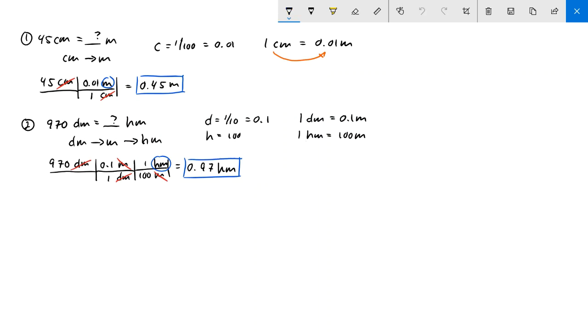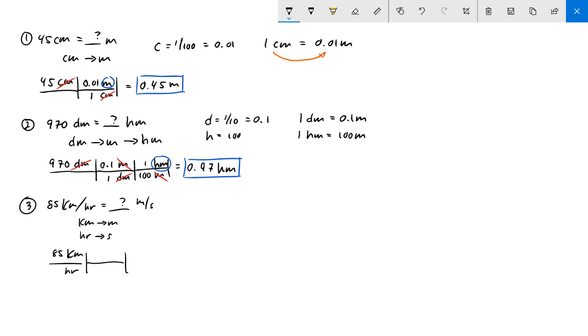We can even do two conversions at the same time. So that's for the last one. We've got our 85 kilometers per hour, and we want to change this to meters per second. So we have to change kilometers to meters, and then we have to change hours to seconds. So I'll write our 85 kilometers per hour. We'll put the hours on the bottom.